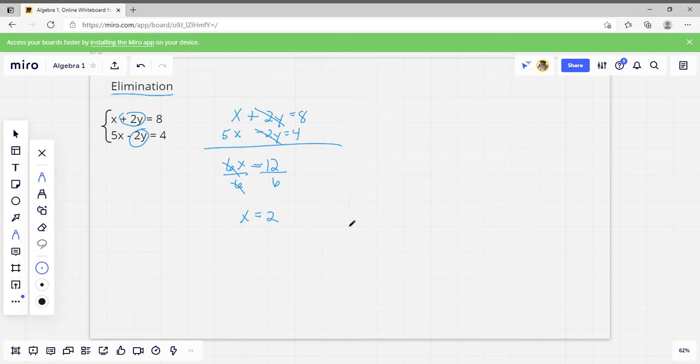So I'm just going to plug that into this top equation right here. You can pick whichever one you want. x plus 2y equals 8. I'm going to replace that x with a 2 because I figured out that x equals 2. So 2 plus 2y equals 8. Alright, so now I'm going to do minus 2. 2y equals 8 minus 2 is 4. Divided by 2, y equals 2. So x is 2 and y is 2.